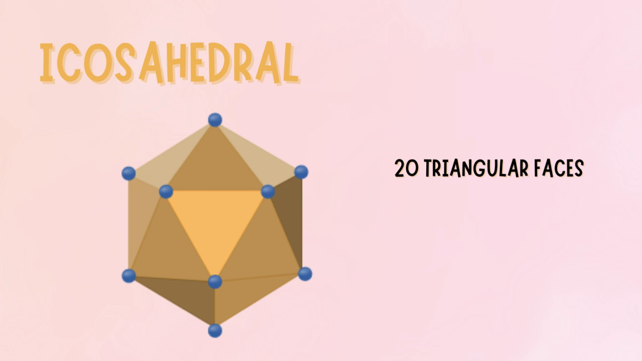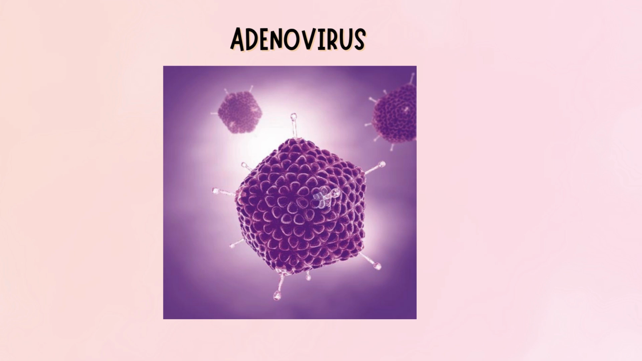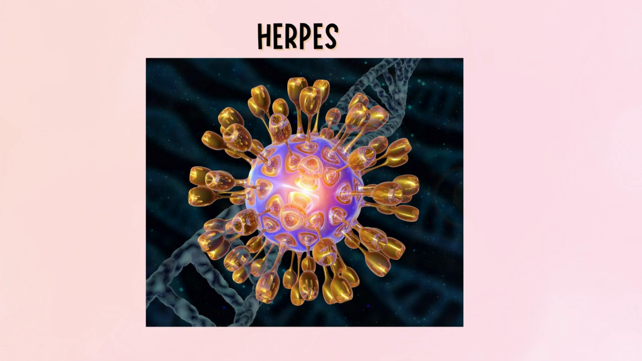Examples of such viruses include the adenovirus, which causes respiratory infections, and herpes viruses, which cause cold sores and genital herpes, are prime examples of icosahedral viruses. The icosahedral structure is also ideal for protecting the genetic material.